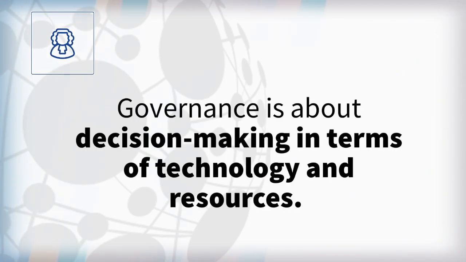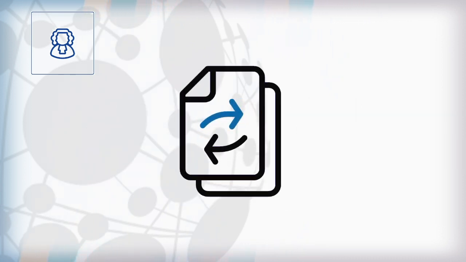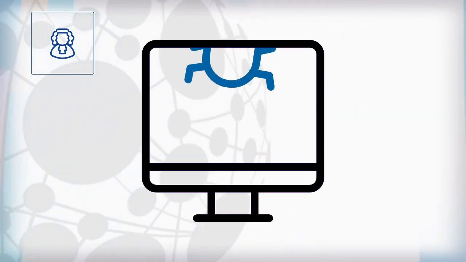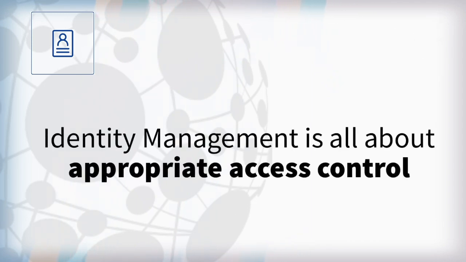Governance. Governance is really about decision-making in terms of technology and resources. For example, making changes to the software or deciding how to deal with problems when something goes wrong. Identity management. Identity management is related to another element, privacy. We'll talk about that in a few minutes. But in the context of the BMM, identity management is all about making sure that the right people have the right access and permissions.